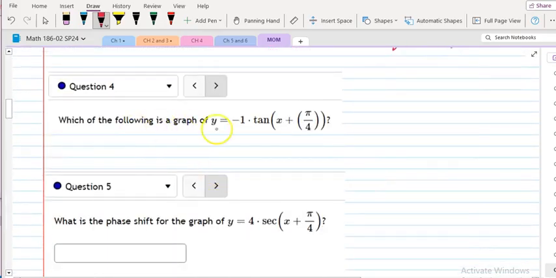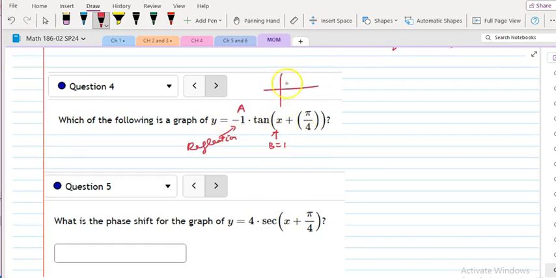Question 4. Which of the following is a graph of negative 1 tangent of x plus pi over 4? So I know this is a reflection. There's no b, so b is equal to 1. This means reflection. And the tangent graph is like this, right? Pi over 2, negative pi over 2, and then it goes up. So if b is equal to 1, the asymptotes are still negative pi over 2 and pi over 2, but the graph moves plus pi over 4, which means left.